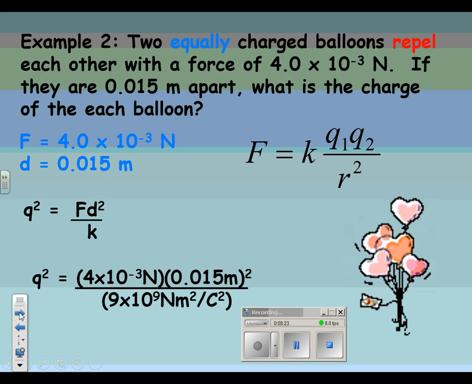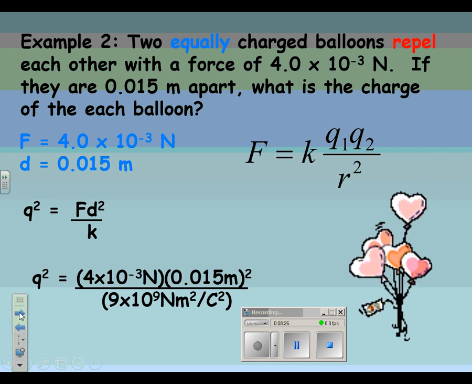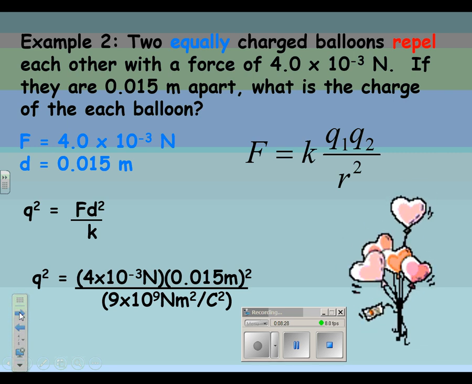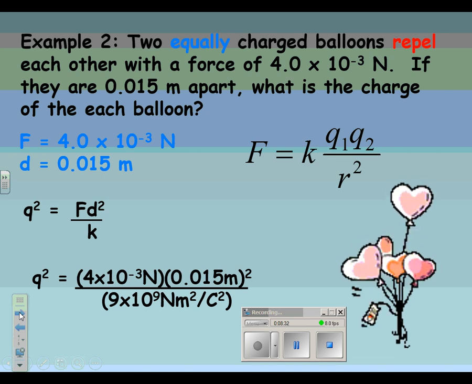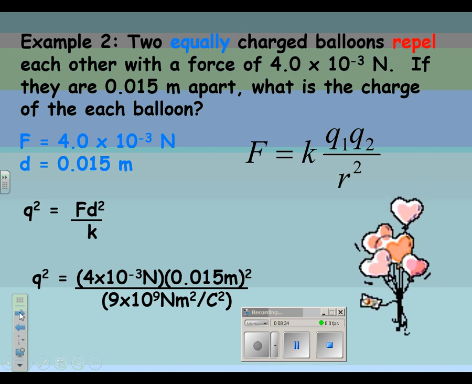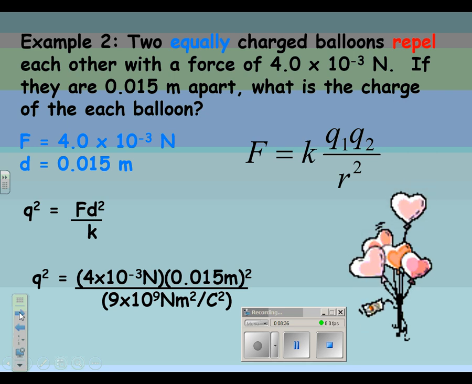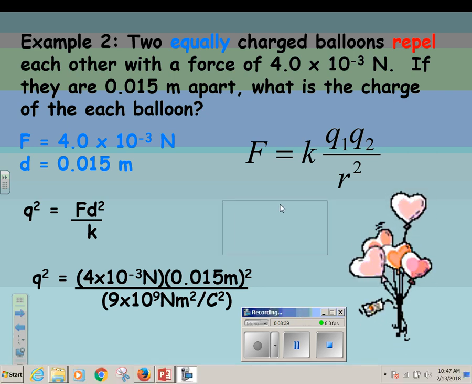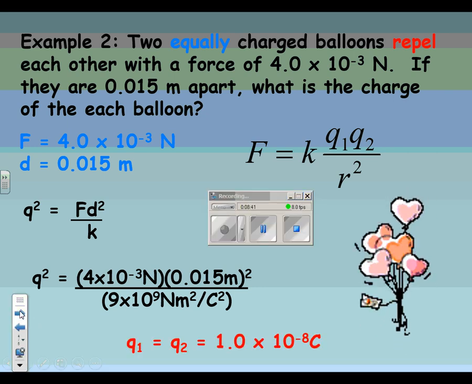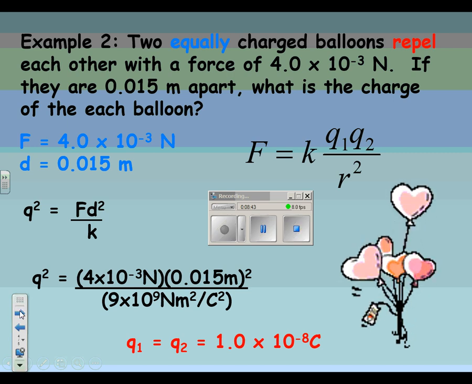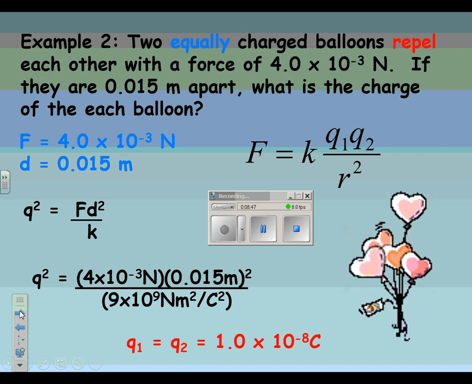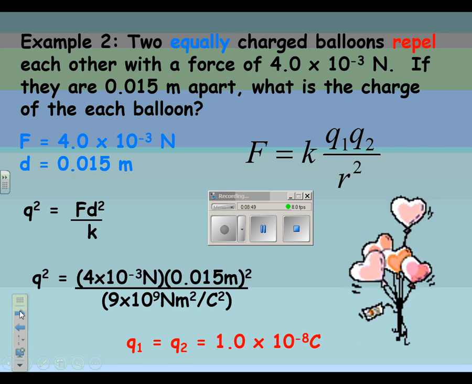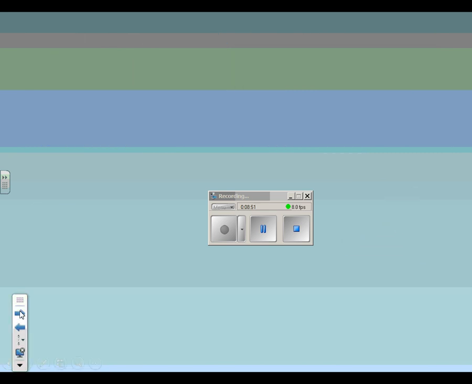So we'll take 4 times 10 to the negative 3 newtons multiplied by our 0.015 meters squared, divided by our 9 times 10 to the 9th Newton meters squared over Coulomb squared, and then we'll have to take the square root. Don't forget to take the square root, okay? And then you should end up with both the charges being 1 times 10 to the negative 8 coulombs. All right? Hopefully, I think we have one more.